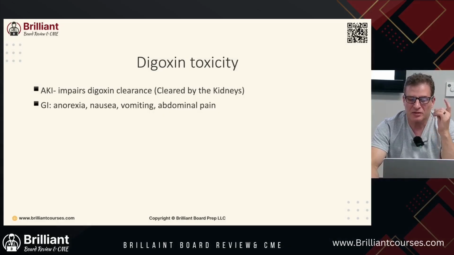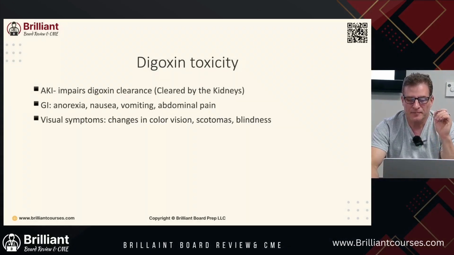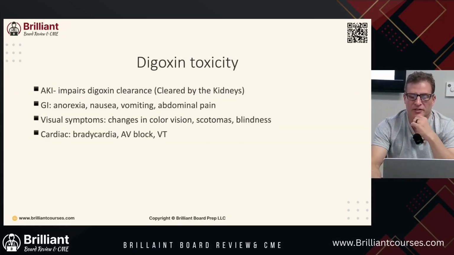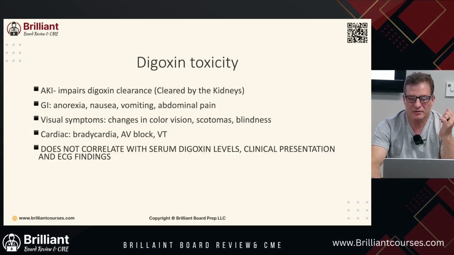GI symptoms can be anorexia, nausea, vomiting, abdominal pain. Visual symptoms, you can have changes in color vision, scotomas, and blindness. Now, the famous example people like to discuss is that the painting by Van Gogh of Starry Night is an example of what digoxin toxicity looks like. Cardiac, you have bradycardia, AV blocks, as we discussed, ventricular tachycardia.